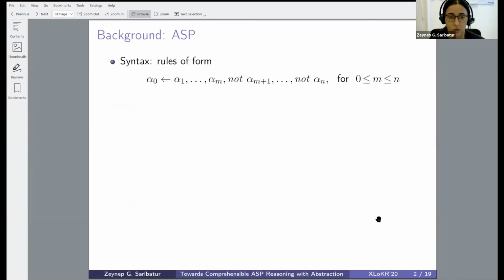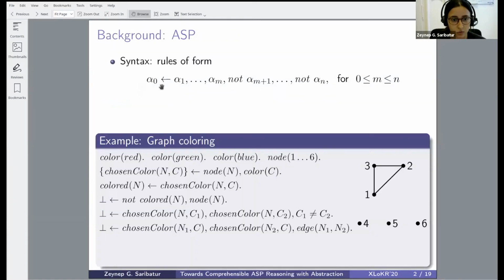And just to give a bit of background, ASP answer set programs consist of rules of this form, where you have the positive body, the negative body, and the rule head. For example, to describe the graph coloring problem, where you shouldn't color two nodes that have the same edge the same color. So this would be the general graph coloring problem.